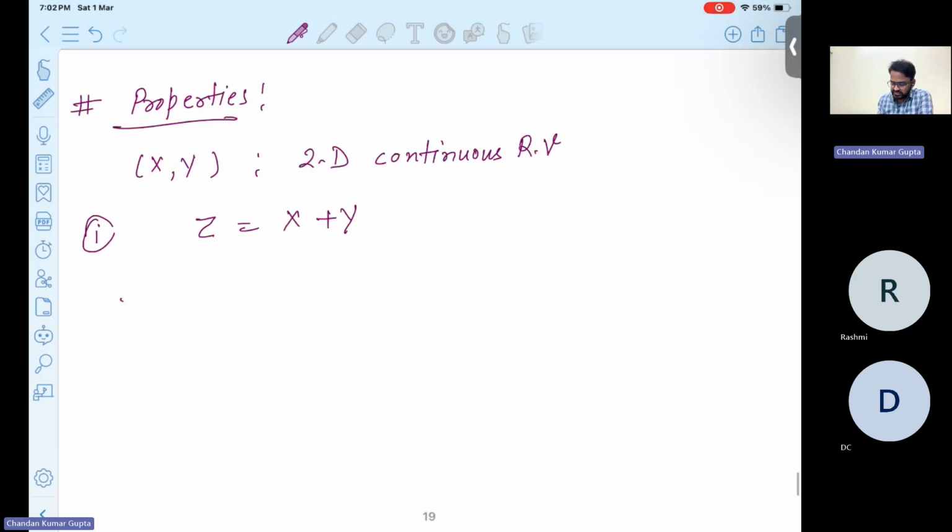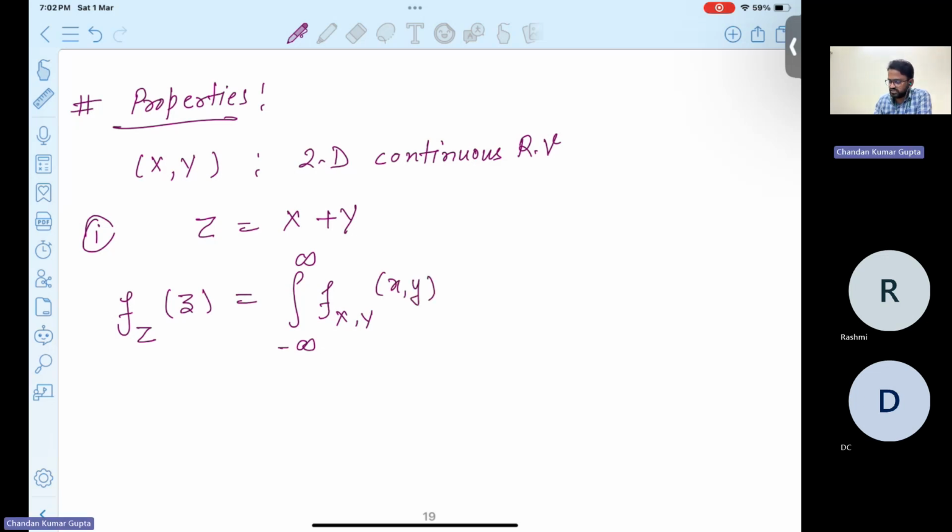Then in that case, the PDF or density function of z is defined as the integral of the joint density of x and z minus x, since x plus y comes out to be z, with respect to dx. So by using this formula directly, we are able to calculate the PDF of the transformed random variable.